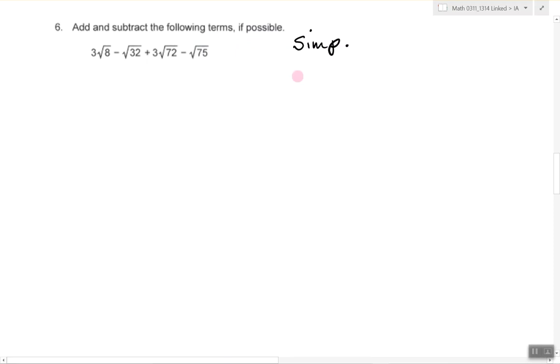All right, the first one, I have 3 times the square root of 8. That's 3, and let's see if I can simplify the square root of 8. It's 4 times 2, so 3 times the square root of 4 times the square root of 2. That's 3 times the square root of 4, which is 2, times the square root of 2, or 6 times the square root of 2.